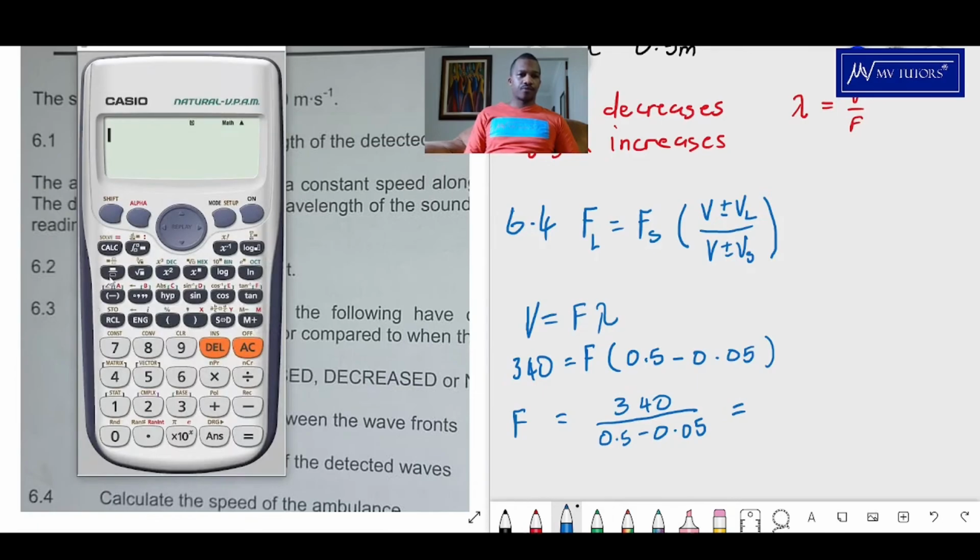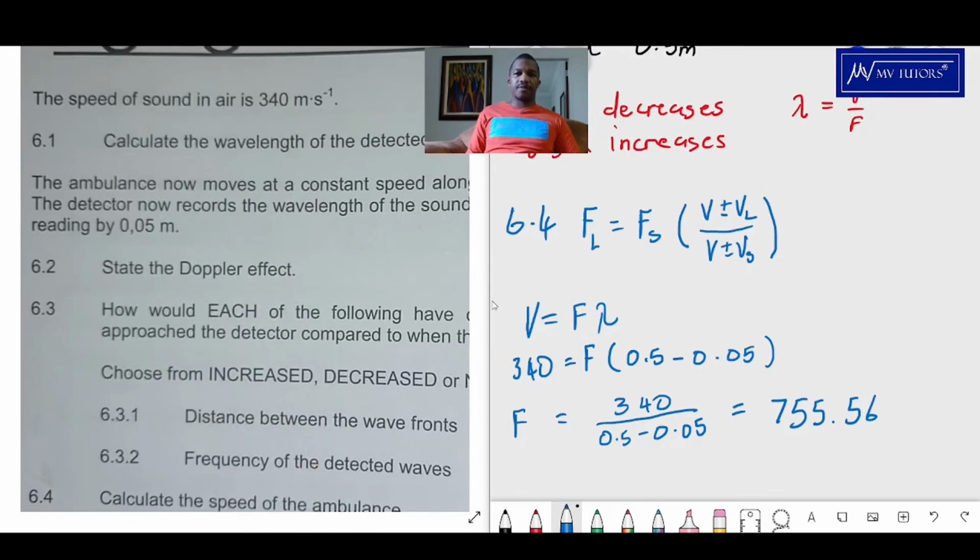Let's get a calculator. I'll put 340, then 0.5 minus 0.05. Good. What is that? Okay, so we get 755.55, so I'll make it 755.56. I'll just take 2 decimals. Most of the time you take decimals at the end, so I would want to keep this as it is, but it's fine. Let's move on. So this is the frequency of the listener.